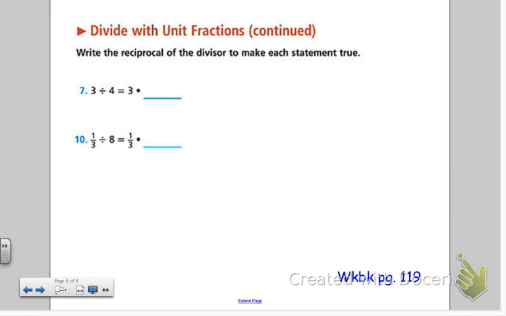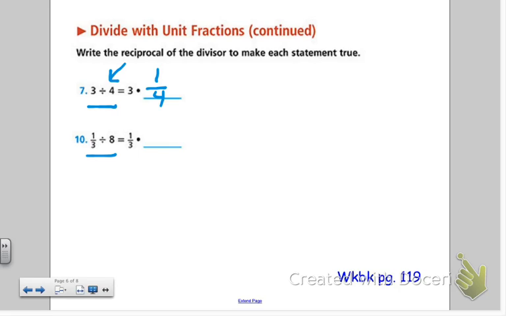Here, for number 7 and 10 on workbook page 119, all we're going to do is write the reciprocal of the divisor to make each statement true. We're not solving it, we're just rewriting it as a multiplication problem using the reciprocal of the divisor. So here is our division problem. We have 3 divided by 4. Our second number, our divisor, is 4. Let's flip it. Let's find the reciprocal of it. That's going to become 1/4. So we have 3 times 1/4.